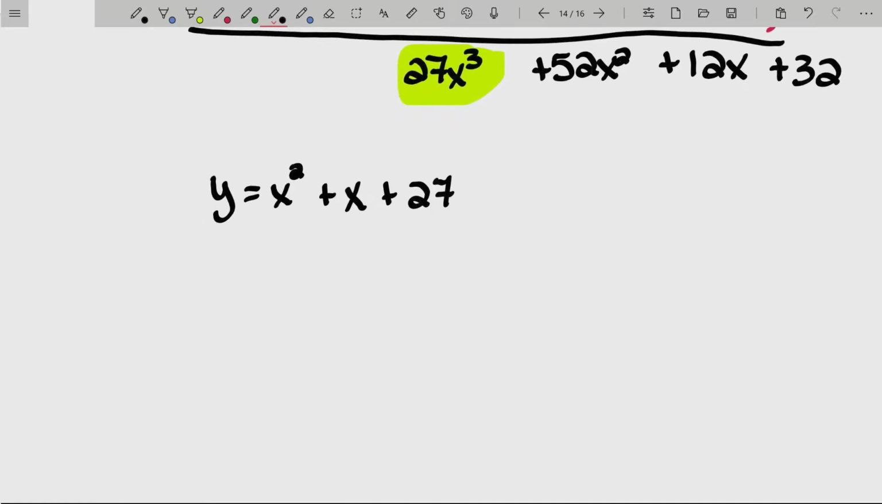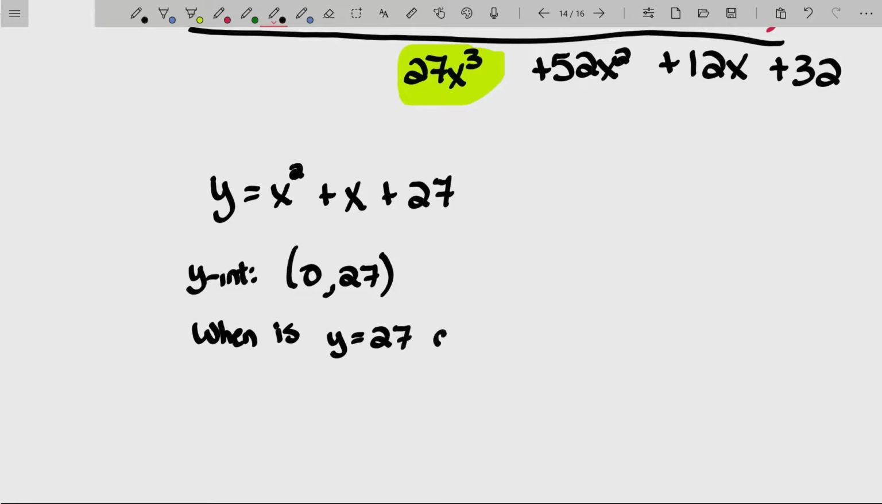And actually, I may not have done it in this course because I teach so many different courses, it's hard for me to remember who I taught this to, but this is the way I graph parabolas. So what's the y-intercept of that parabola? Well, that's easy, (0, 27). Next question, when is y equal to 27 again?